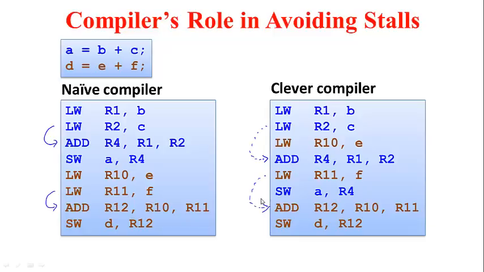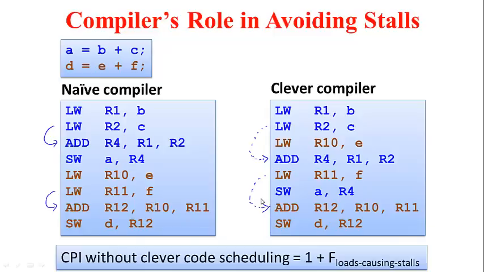So just by using some clever code scheduling, this is known as code scheduling, rearranging of instructions to produce the same result but by avoiding stalls at the same time. By this clever code scheduling, we have avoided those two stalls. If we did not have clever code scheduling, the CPI would have been increased beyond the ideal value of 1. It would have been 1 plus the fraction of loads which cause stalls.